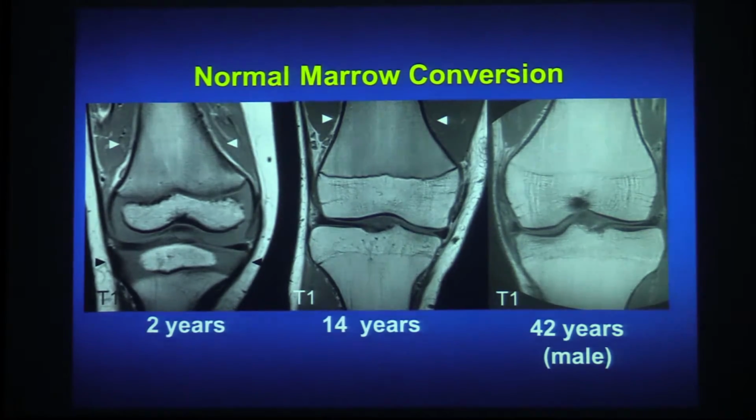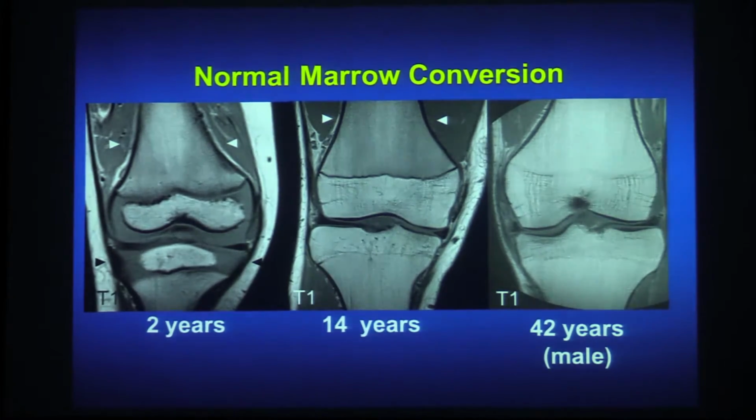At 14 years old, you can see the change in the tibia. So now we have fatty marrow in both epiphyses, and in the tibia we have fatty marrow, but we said that this progression goes from distal to proximal, so we're still seeing red marrow in the distal femur. And by the time this individual gets to 42 years old, and even before that, we're seeing fatty marrow in both bones around the knee.